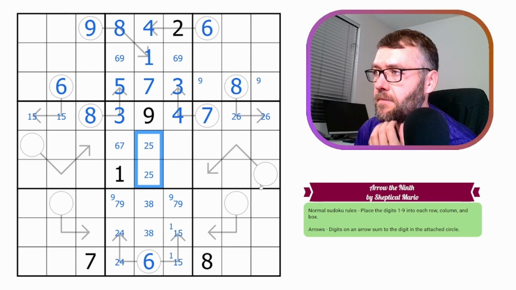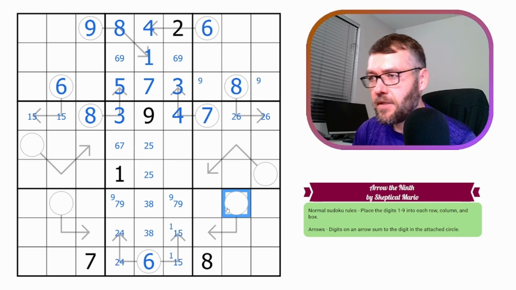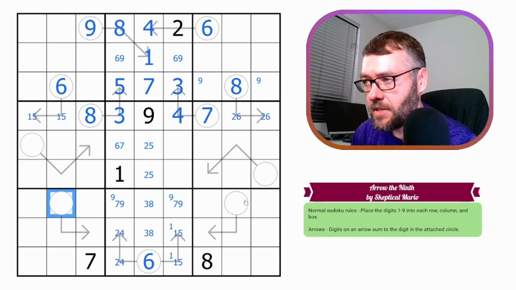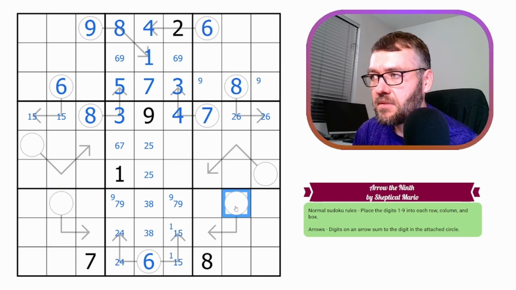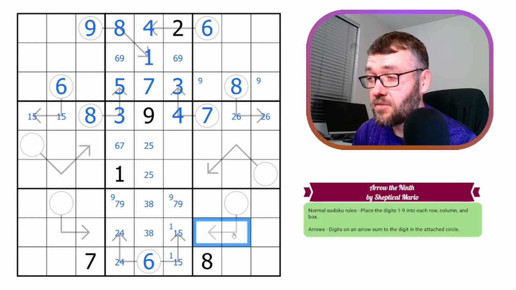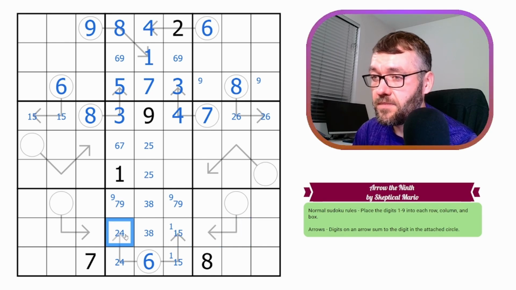All right. This cell can no longer be 7, 8, or 9. This one can still be an 8. Could we do even a 3 here and make this a 1, 2? It's possible, I think. That would make this a 5 and a 4.